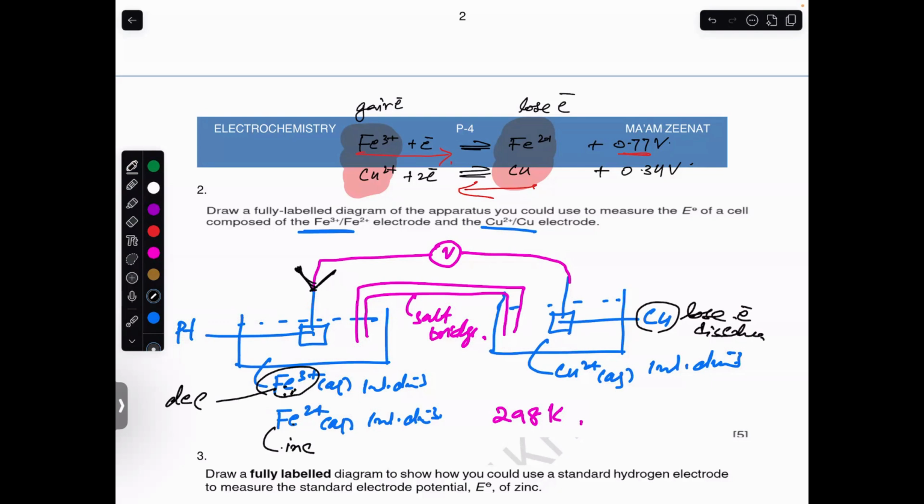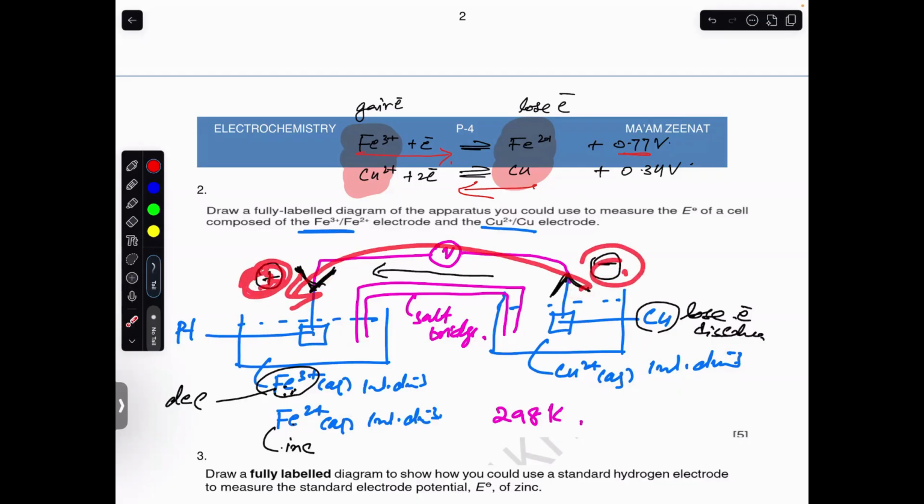So if this one is gaining and this one is losing, the electron flow is to this side. So this one is positive and this one is negative. I'm making it very dirty, but I think it's complete. So it's gaining electrons, it's losing electrons. The electrons are moving toward the positive, they are negative. So this one is negative, this one is positive.